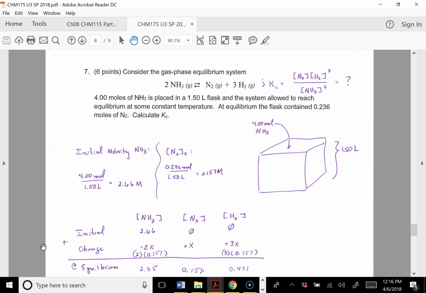So over here on our ICE table, we've got minus 2x. The reason it's 2 is because the stoichiometric coefficient is 2. Going to form plus x and plus 3x.